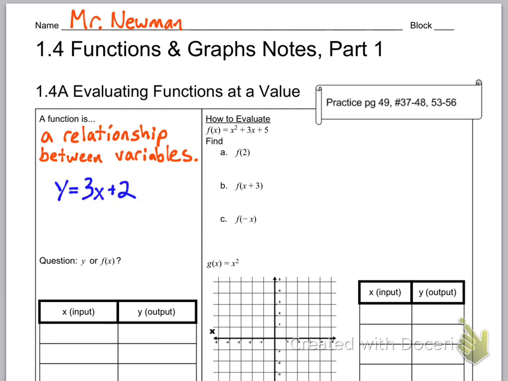We've worked with lines, so y equals 3x plus 2 is nothing new, but another way to write that is f of x equals 3x plus 2. That means the same thing. So y or f of x. In this course, we'll often be using f of x a lot more.